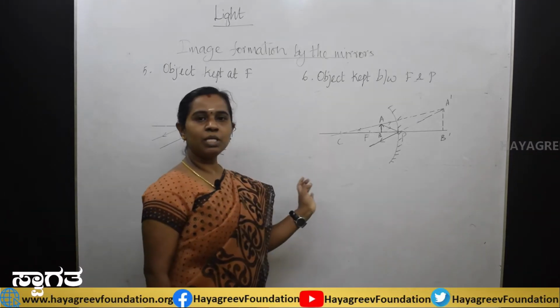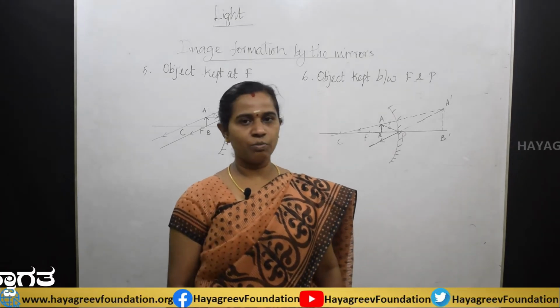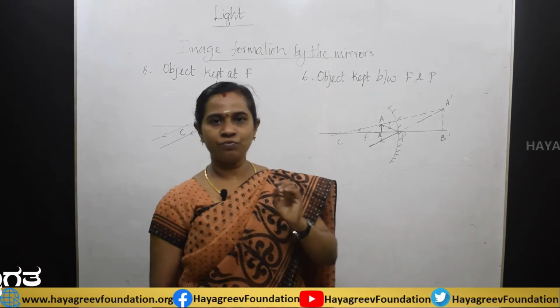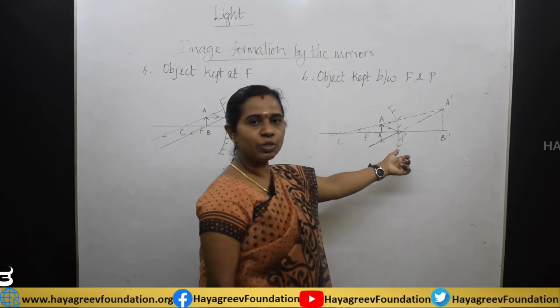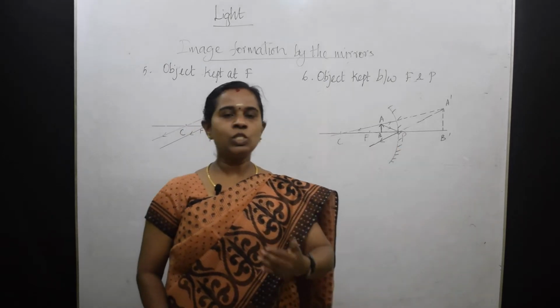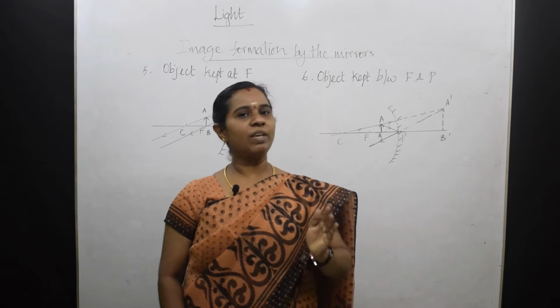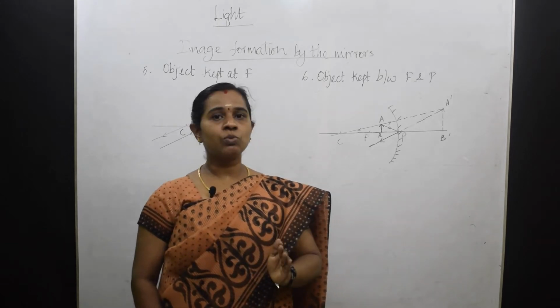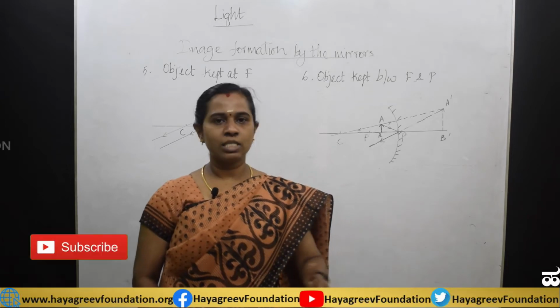These are the images formed by a concave mirror. So, images formed by concave mirrors are real and virtual. We get a virtual image when we keep the object between F and P. That virtual image we can't catch on a screen, but a real image we can catch on a screen. A virtual image we can see, but we can't catch it on a screen.